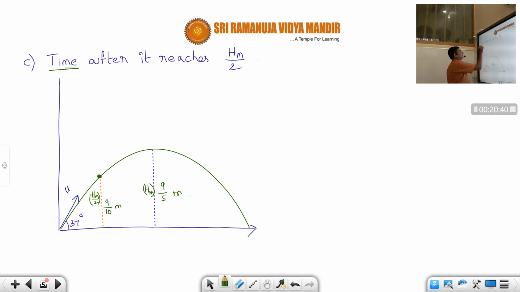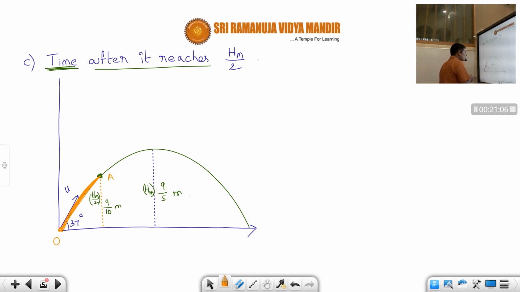So now they are asking what is the time taken after it reaches half of maximum height. So now we are asked to find out what is the time taken from, let us say this is O and let us say this is A. So what is the time taken from O to A? Our entire focus is on O to A. How much time it will take? That is what the question is. So time taken they are asking.